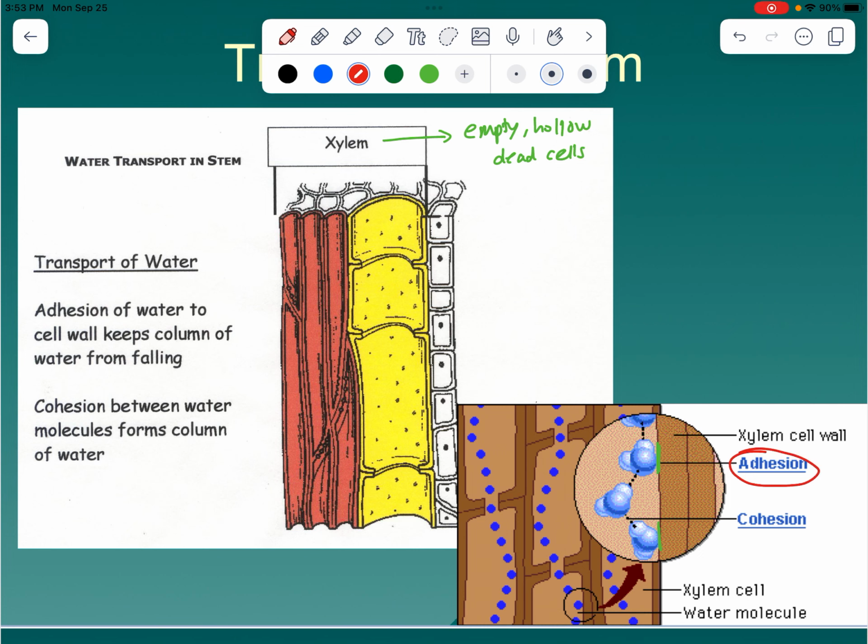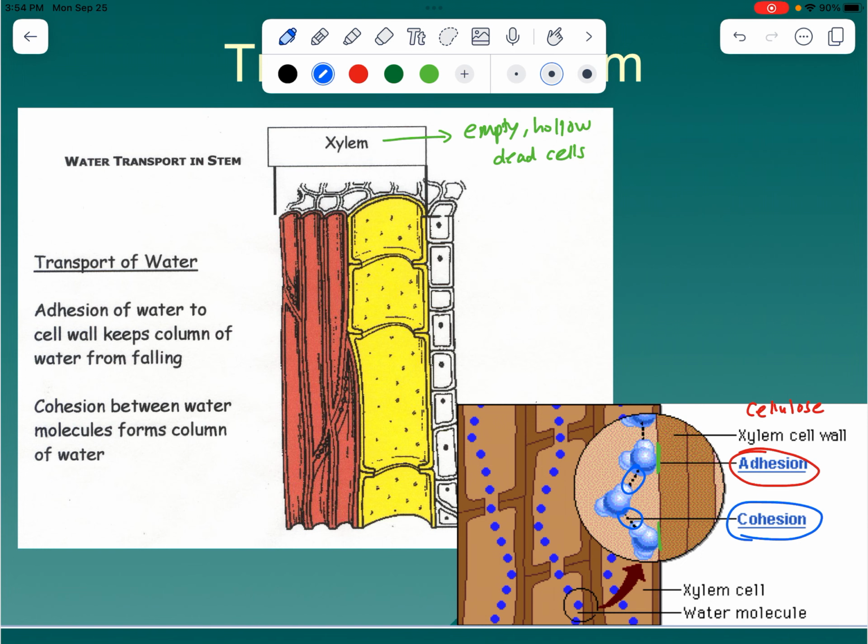Remember, adhesion describes how water molecules stick to other materials. In this case, the xylem cell wall is made up of hydrophilic cellulose, which is a type of sugar. So water molecules can easily stick to the xylem wall. This is important because adhesion of water molecules to the xylem wall prevents them from slipping downward due to gravity. And you can also notice that all these water molecules are sticking to one another through cohesion.